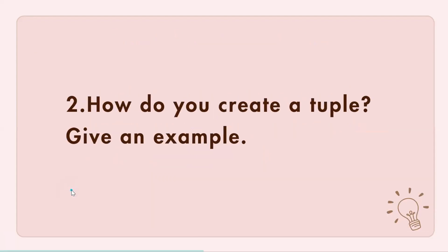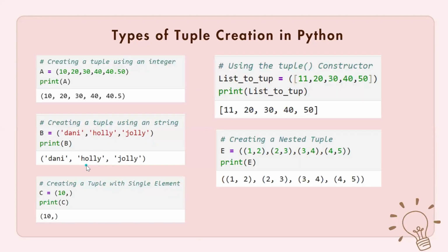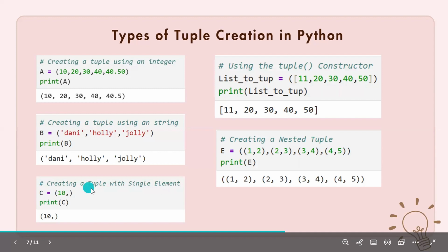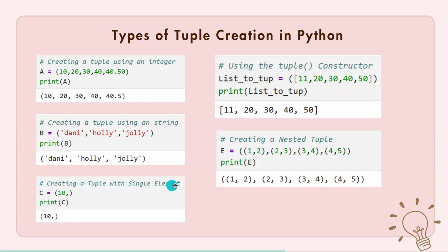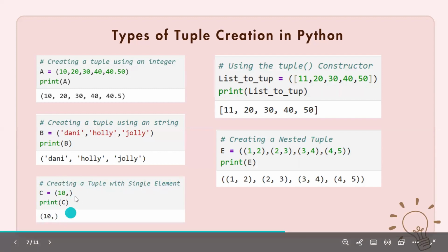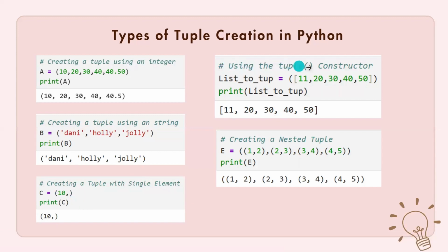Here, see, coming to the third one, creating a tuple using a single element. So this is the output of this program. And another one is using the tuple constructor. So this is the output of this program. And the last one is creating a nested tuple. So this is the output of this program, right?